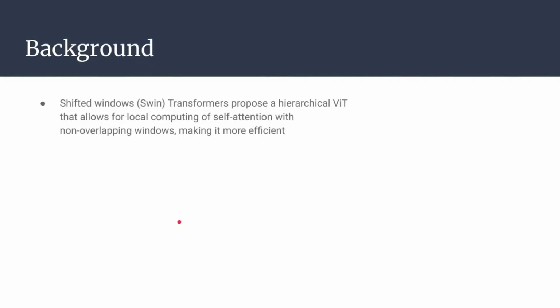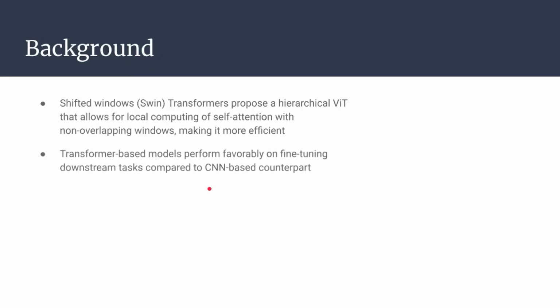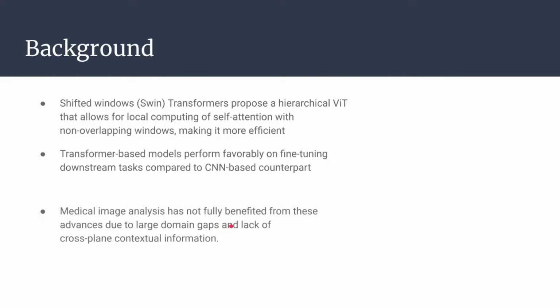Then the famous Swin came. Shifted windows transformers propose a hierarchical ViT that allows for local computing of self-attention with non-overlapping windows, making it more efficient. We know that ViT was not good at segmentation tasks because it could not capture the lower-level, very small resolution. But Swin was able to overcome the weakness of ViT. Transformer-based models perform favorably on fine-tuning downstream tasks compared to CNN-based counterparts. Medical image analysis has not fully benefited from these advances due to large domain gaps and lack of cross-plane contextual information.